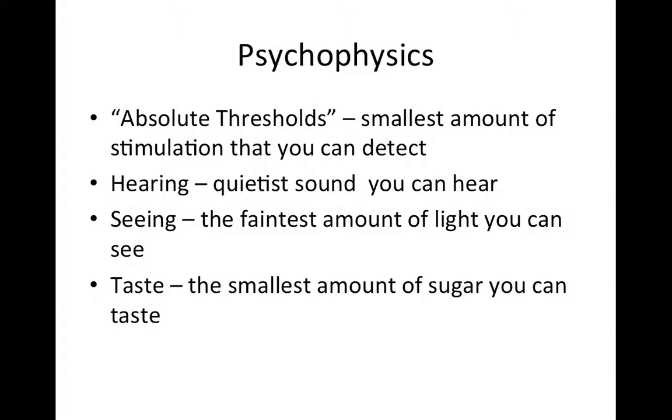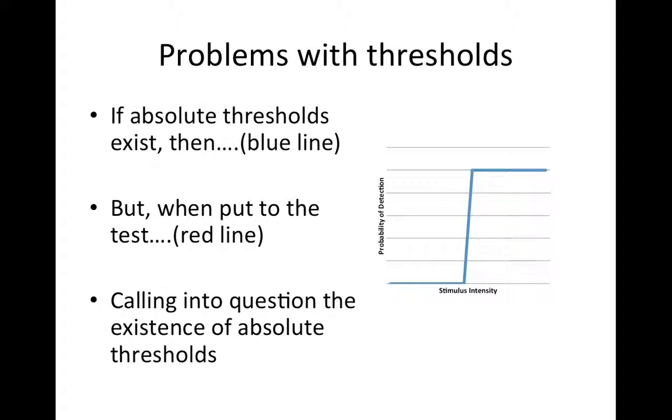If you were a hearing researcher, you were studying the quietest sound you could hear. If you were a visual researcher, you were studying the faintest amount of light you could see. And if you were a taste researcher, you were studying the smallest amount of sugar you could taste in a solution, for example. So psychophysicists were trying to find these absolute thresholds.